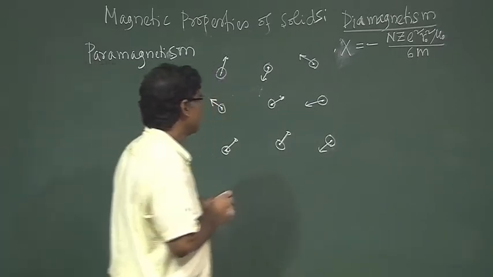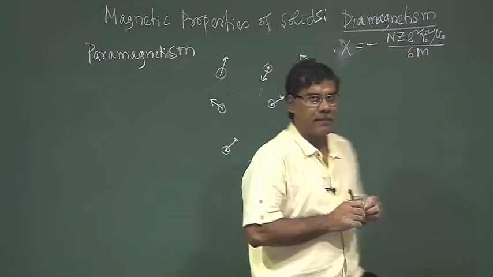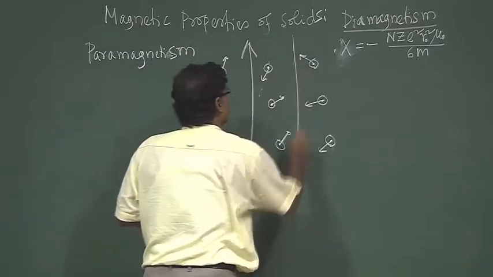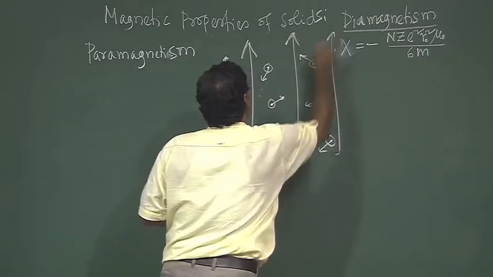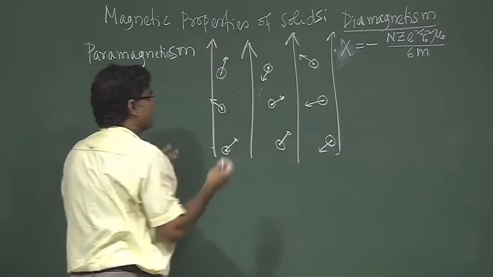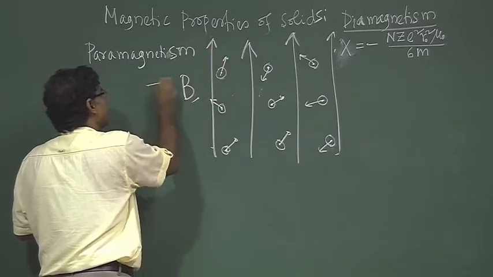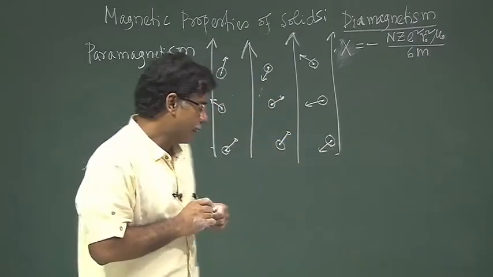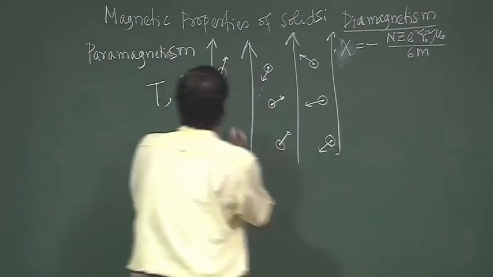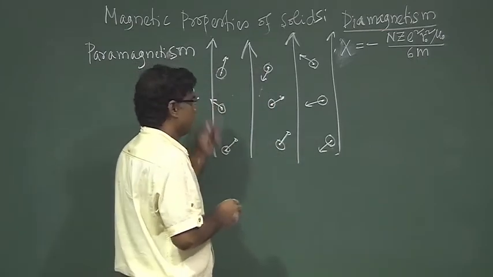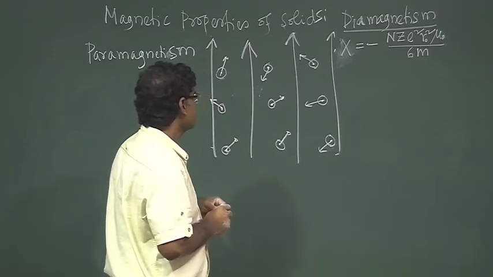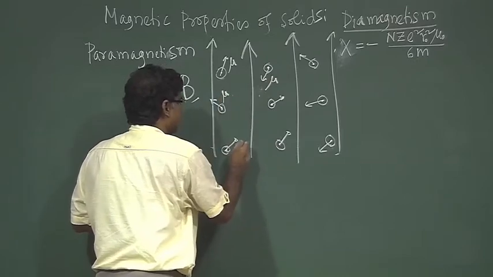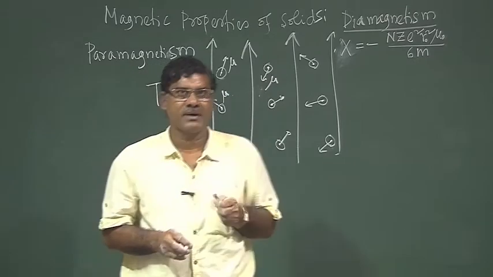What will happen if I apply a magnetic field in this material at a particular temperature? If I apply magnetic field B at a particular temperature T, with the system kept at that temperature, then what will happen? This magnetic moment has value mu; the directions are different, but the magnitude is the same for each moment.